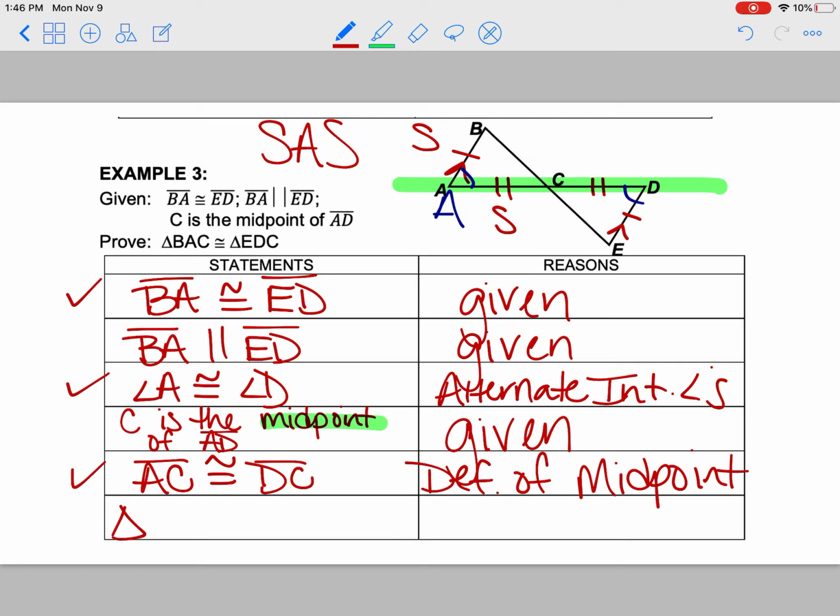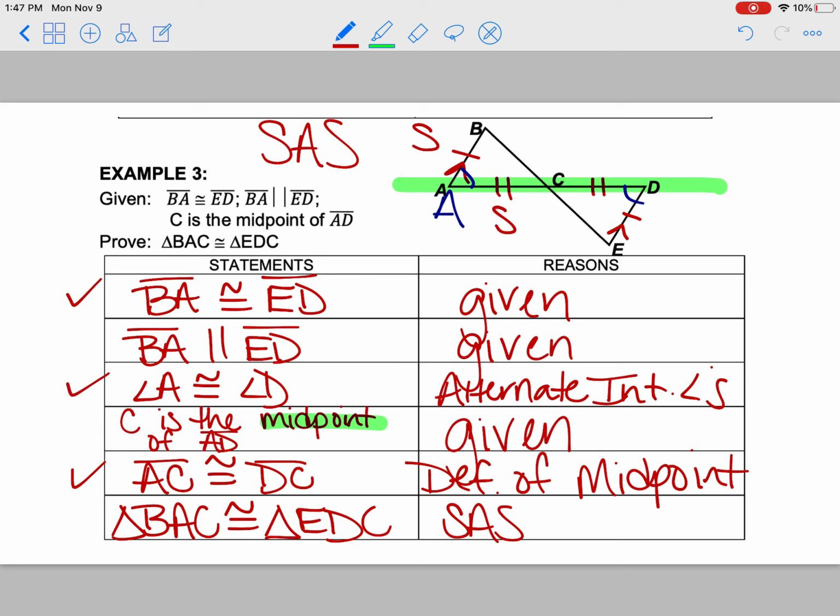So remember, once we get our 3 check marks, our 3 congruency statements, we can bring down the triangle statement. So triangle BAC is congruent to triangle EDC. And they were congruent because we used side angle side congruency.